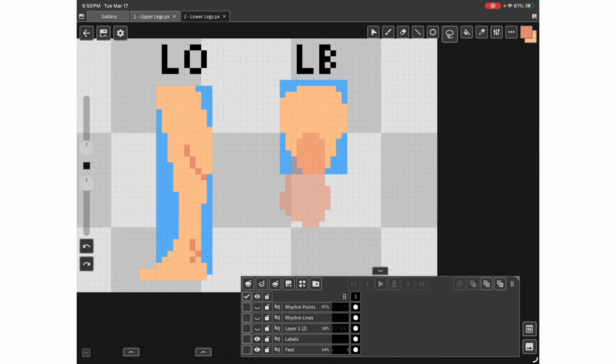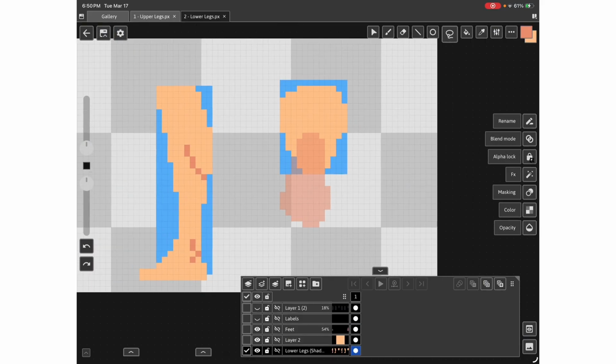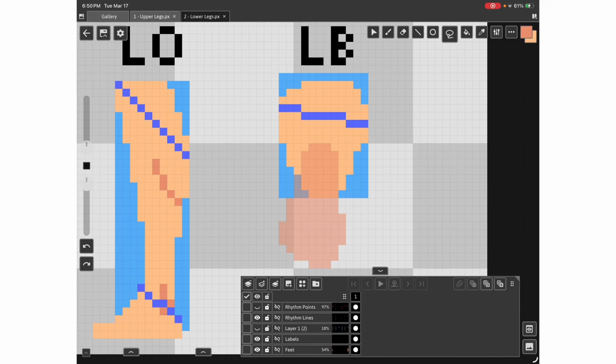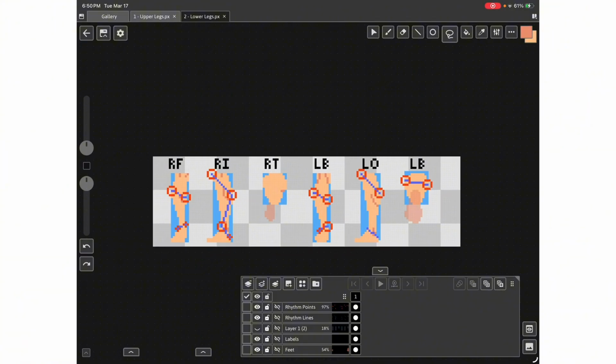Okay. And then I'll just turn on these rhythm lines. Yeah, that's basically the only rhythm you need to know. Just the curve on the outside is higher than the curve on the inside. And yeah, I'm pretty sure you can see that. So that is legs. Those are legs from top, bottom, left, right, in, out, front, back, all that.